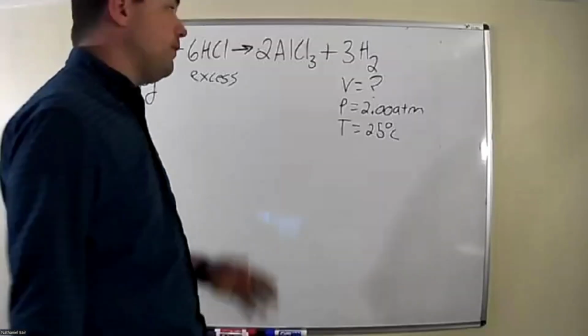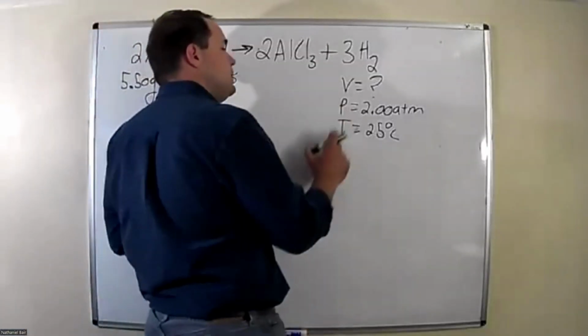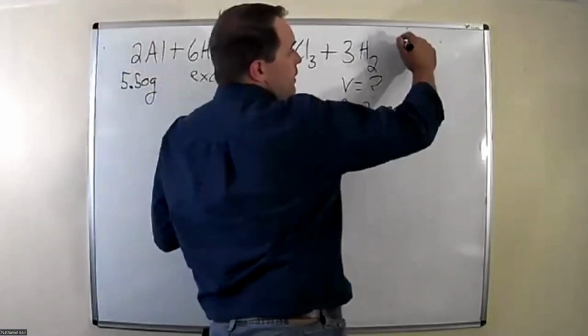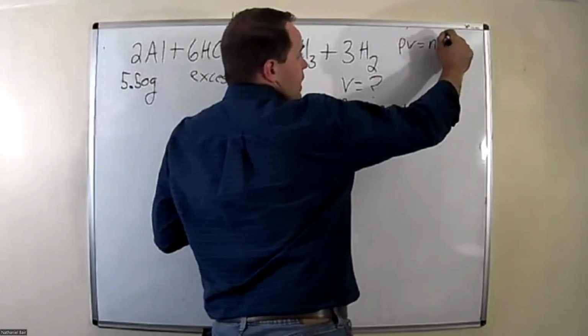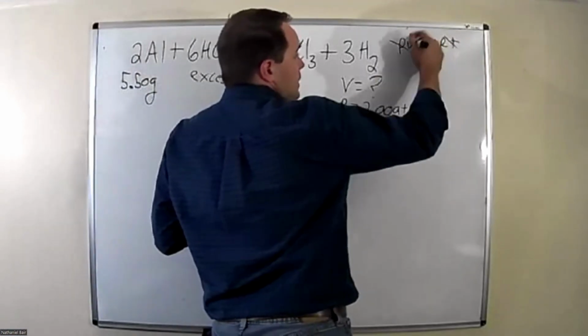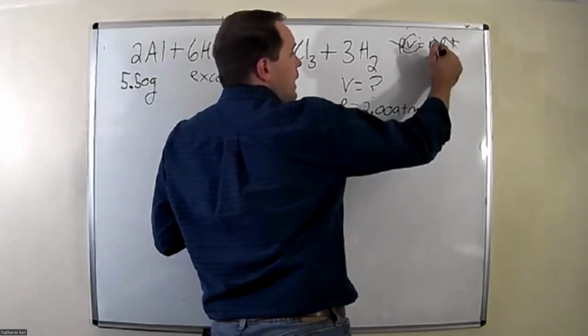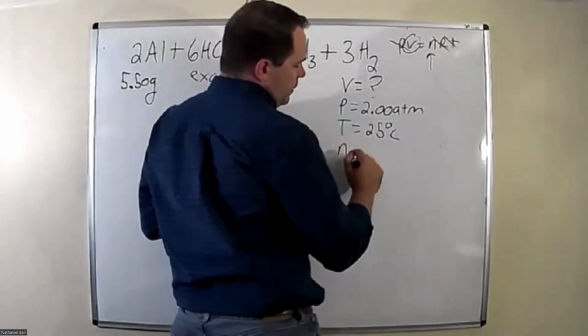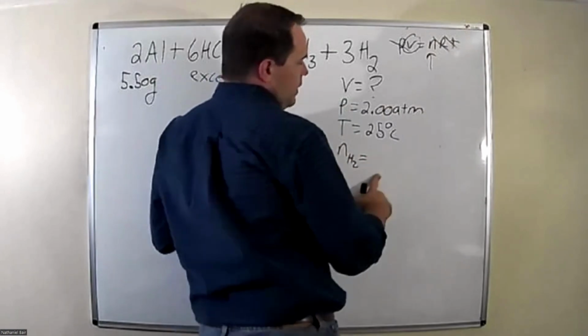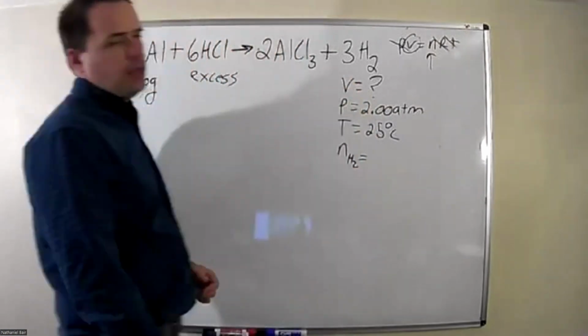If we look at this, we're looking for a volume of hydrogen. Well, I have P and T. If we think about the ideal gas law, PV equals nRT. We have P, we have T, we're looking for V, R is a constant. I need n. If I can get the moles of hydrogen, then I can solve for the volume of hydrogen.